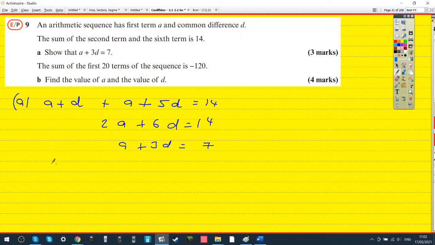Any idea about B? They give you that formula, don't they? No. Forgot that first bit.